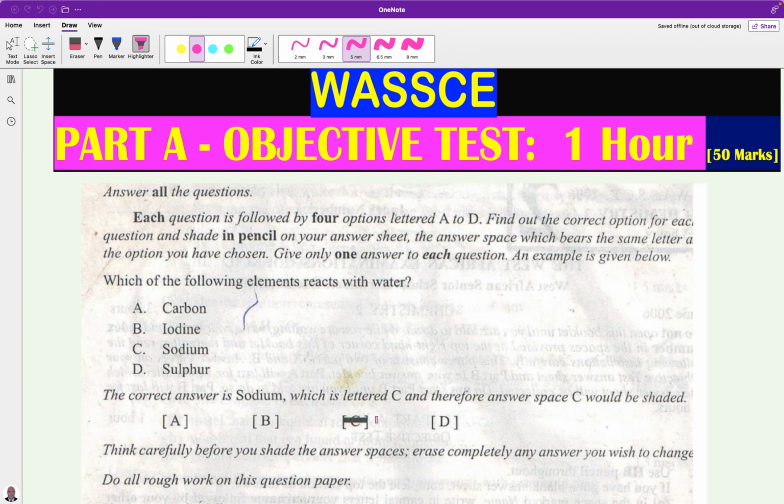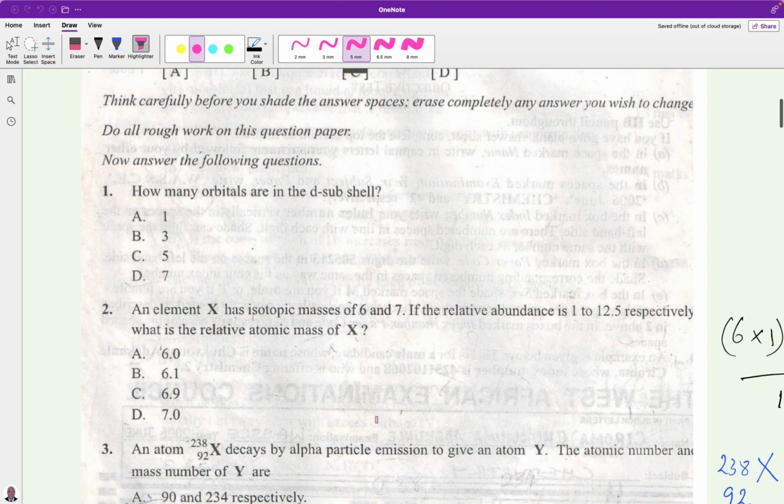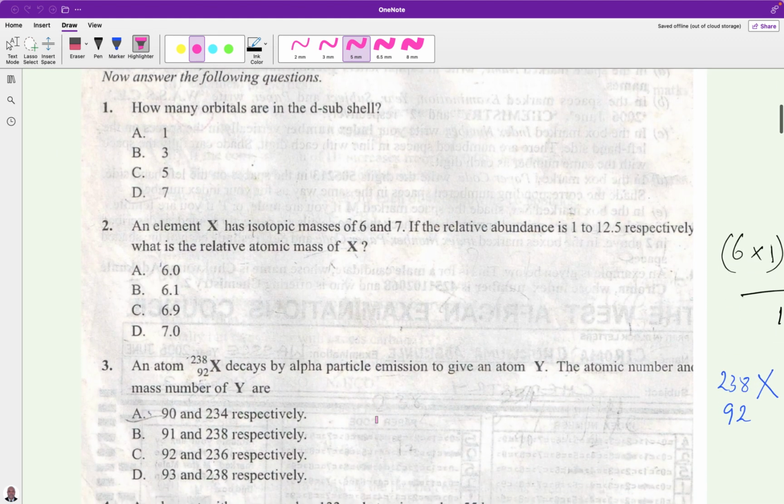Think carefully before you shade the answer spaces. Erase completely any answer you wish to change. Do all rough work on this question paper. Now answer the following question. Question 1.